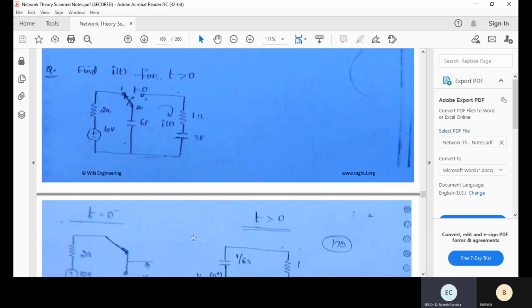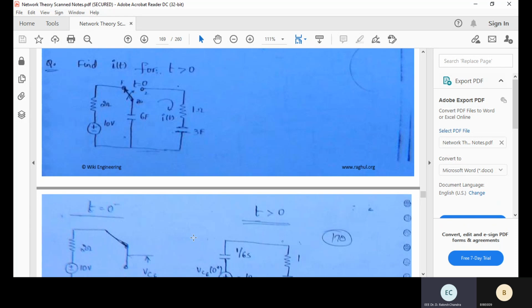Find i of t, current, for t greater than 0. At time t is equal to 0, this is the position 1 and this is the position 2. The switch is in the position 1 for a long time. At t is equal to 0, the switch is shifted from position 1 to position 2. Then what is the current response when the switch is moved from position 1 to position 2?